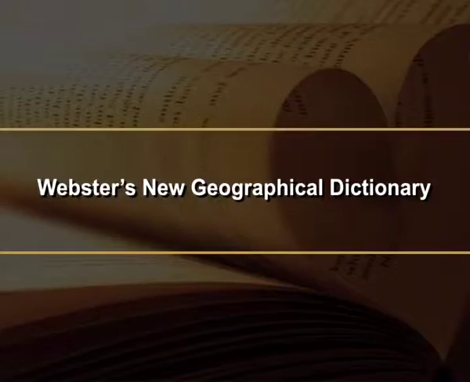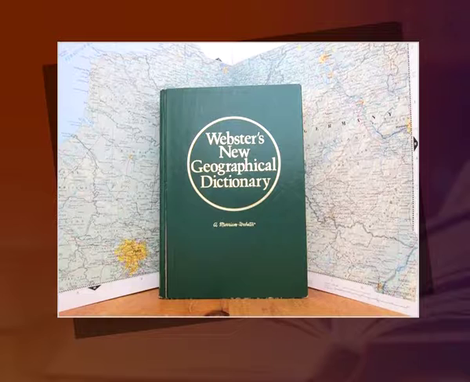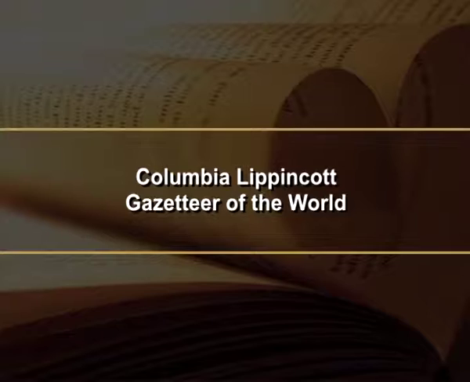Some important gazetteers are Webster's New Geographical Dictionary. It is published by Merriam-Webster and it is a popular geographical dictionary listing more than 47,000 place names and geographical names. It gives information on population, location, altitude, geographical features and historical backgrounds. It consists of 217 black and white maps.